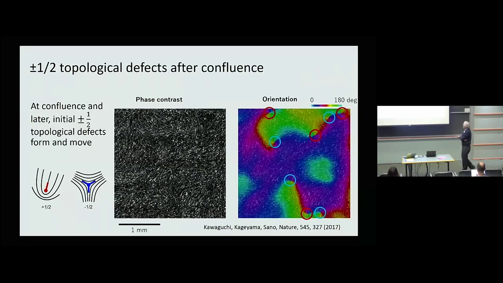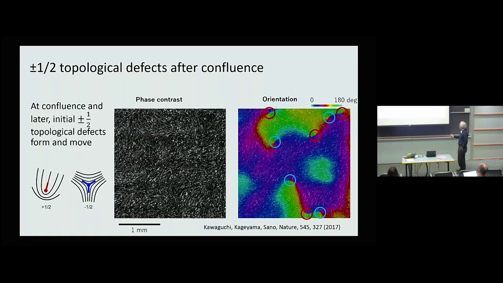So in a confluent state, you see the nematic order. Cells are elongated and very tightly packed. In this ideal case, the system doesn't have very strong cell-cell adhesion, not very strong adherens junctions, and they don't have tight junctions. They can slide past each other.